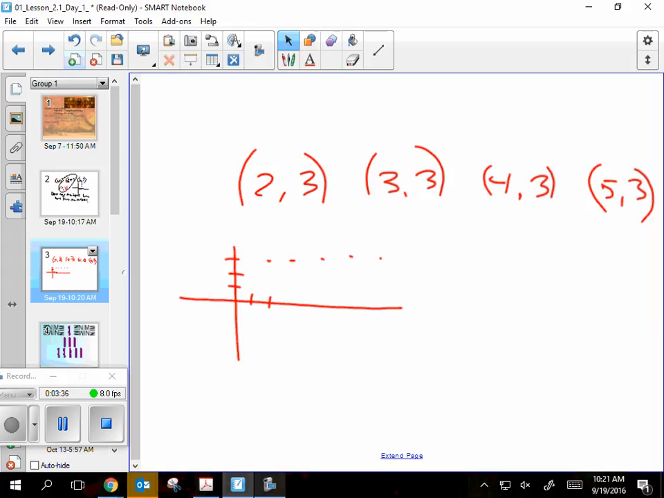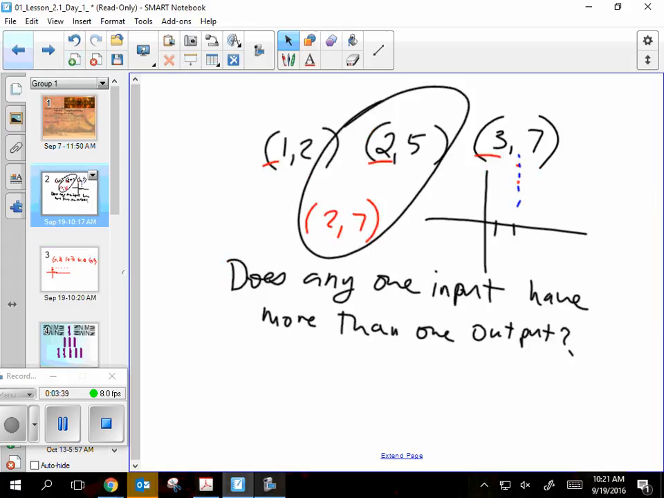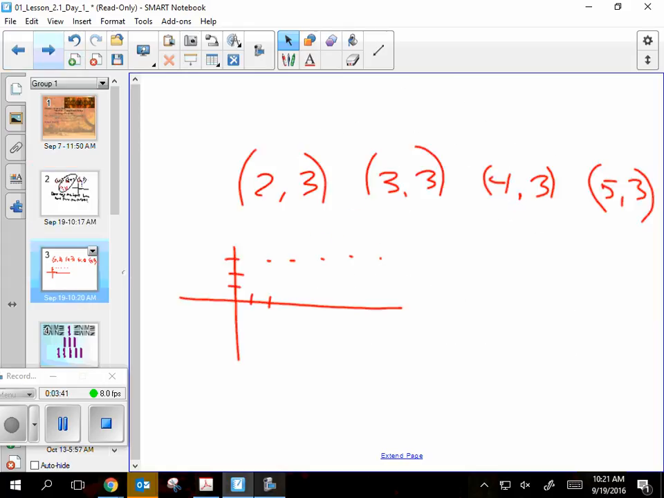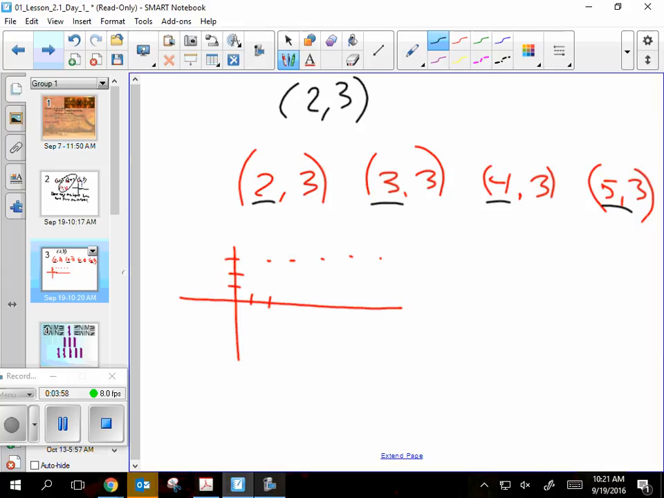Okay, here's the other question that I asked you before. Does any one input have more than one output? We really actually can't tell because we've never shown you any point twice. We've only done the inputs of 2, 3, 4, and 5. What if I throw in another 2? What should it come up as? 3. And it does. So that's legal. It's a function. All right, by the way, what if it's not a function? What's it called then? It's called a relation. If it's not a function, it's a relation.